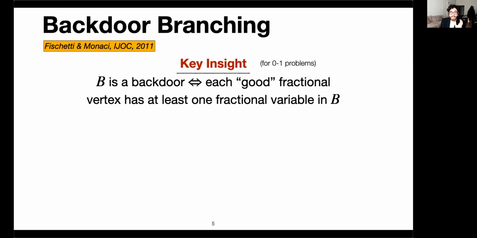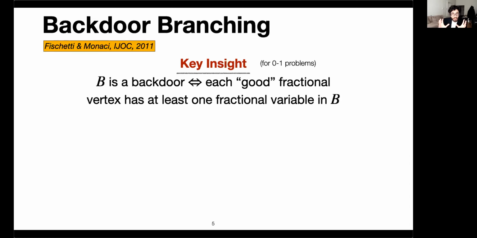And the key insight there was that for binary problems, there's an equivalent definition for backdoors. So a set of variables B is a backdoor if for every good fractional vertex of the 0-1 polytope, at least one of the fractional variables for that point is in that backdoor. So you can think of it as a kind of set covering formulation. You want a small set of variables such that if you were to branch on those, that eliminates the possibility of encountering a suboptimal fractional vertex, okay?